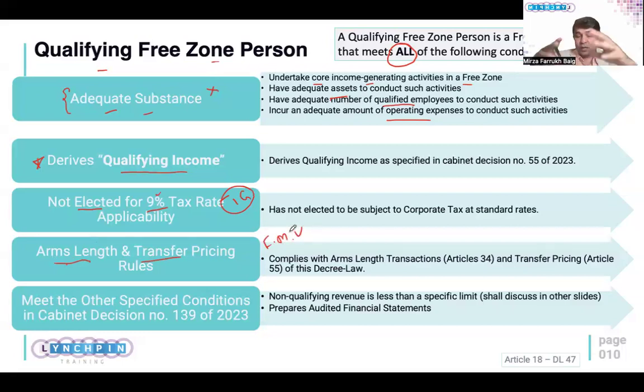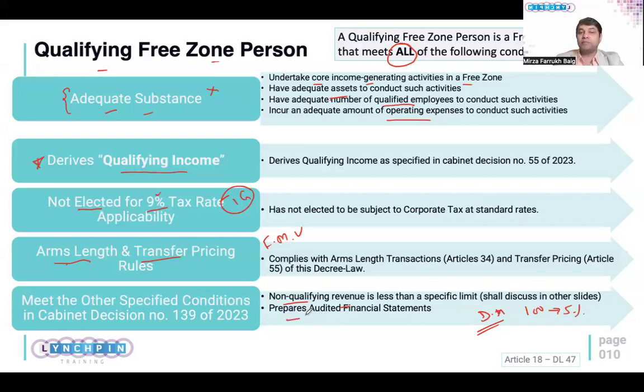Although transfer pricing in itself is a very huge area, just to give you an idea, your transactions with your shareholders, with your staff, with sister entities, all should be at fair market value. And then there are two other specified conditions. If you are also earning non-qualifying revenue, then it should be within a specific threshold. We call this the de minimis rule. I'll explain at the end how we calculate this. For example, if I'm earning 100 in terms of my total income, non-qualifying income should be within a 5% threshold.